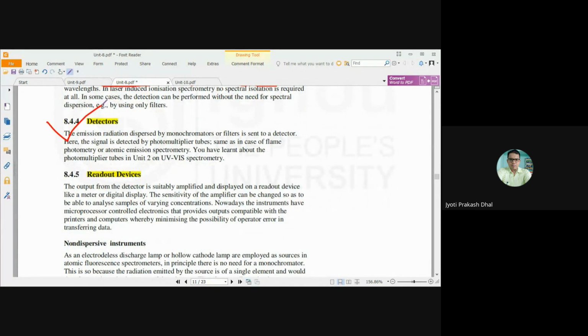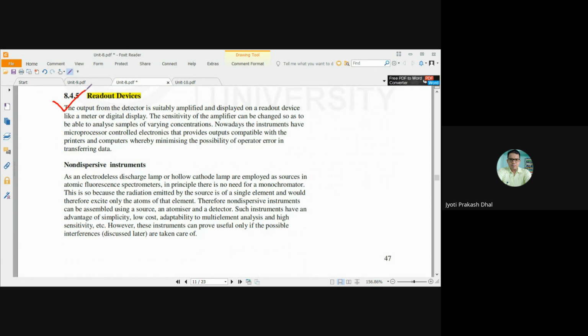Now the next part is called the detector. The emission radiation dispersed by the monochromator or filter is sent to a detector. Here the signal is detected by a photomultiplier tube, as in flame photometry or atomic emission spectroscopy. Now coming to the next part, the readout device. The output from the detector is suitably amplified and displayed in a readout device like a meter or digital display. The sensitivity of the amplifier can be changed so as to analyze samples of various concentrations.